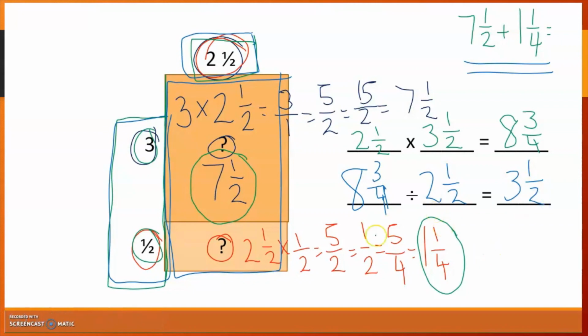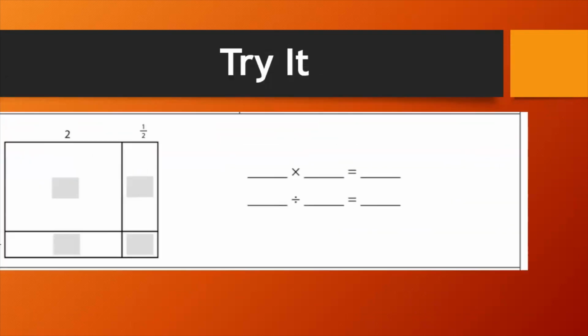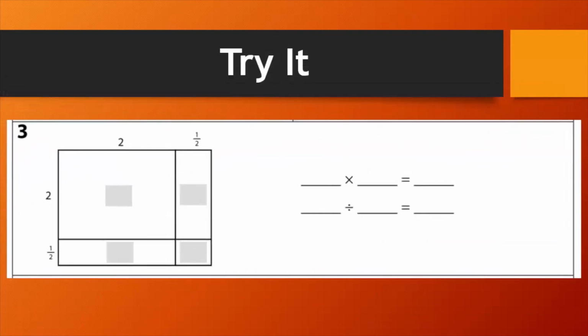Now you're going to take some time to try this on your own. The next two problems are also located in your paper packet. Remember when I said to get that scrap paper and pencil? Now's the time to use it. If you can't find your paper packet, you can write this problem on your scrap paper or take a picture and solve it after the video.